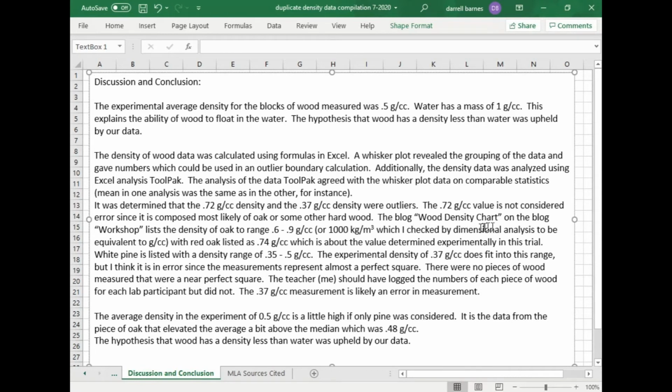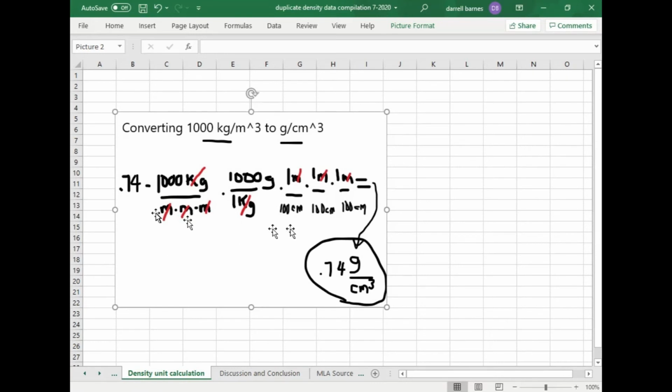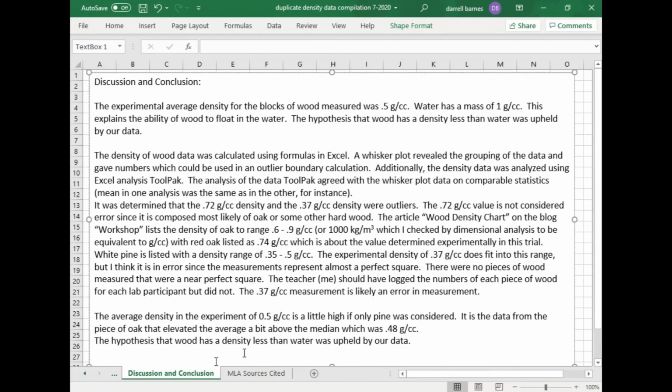The wood density chart on the blog workshop, the article, I should say, lists the density of oak to range from 0.6 to 0.9 gram per cc, or 1,000 kilograms per meter cubed, which I checked by dimensional analysis to be equivalent to grams per cc. By the way, that is here. I checked that and I did a video on that, dimensional analysis. If you need to know how to do dimensional analysis, there it is. Let's go back to the discussion.